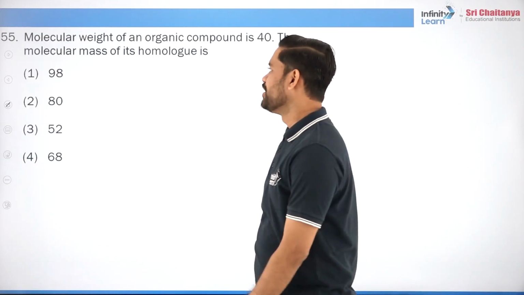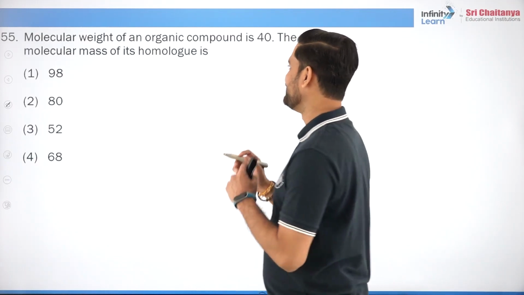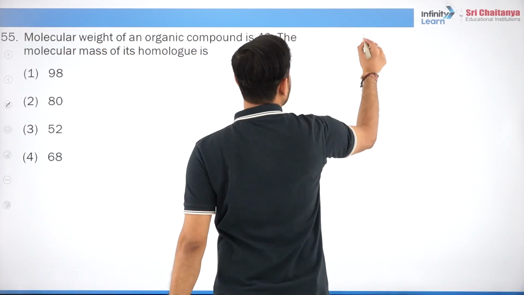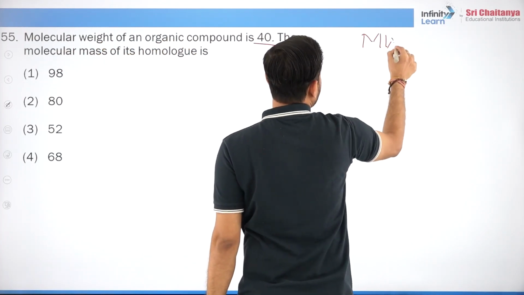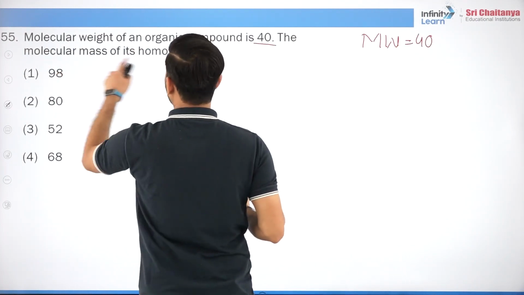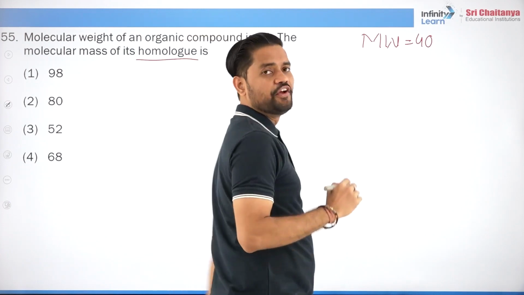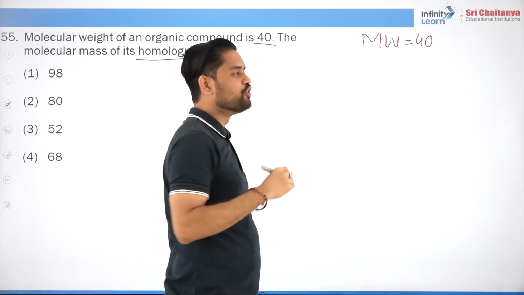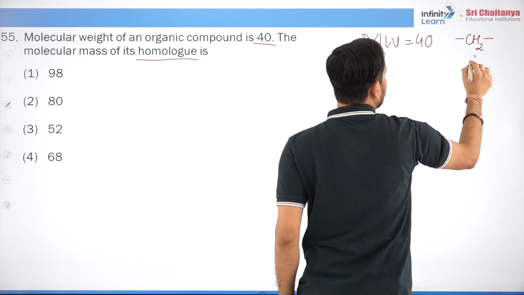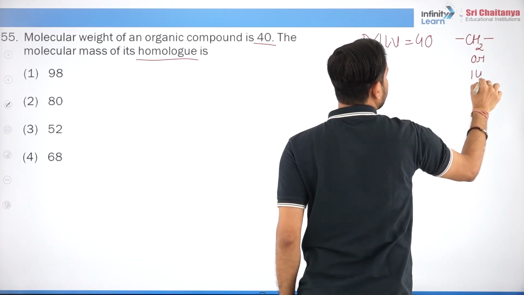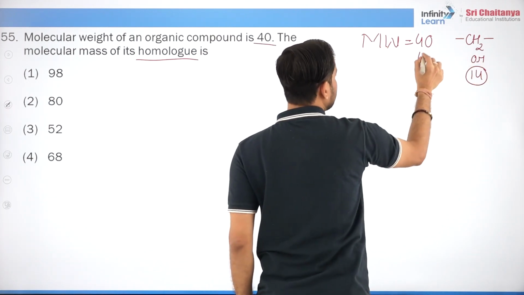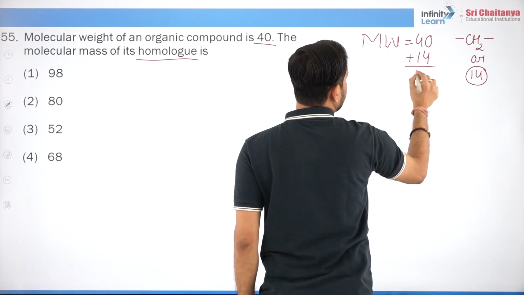Okay guys, talking about question number 55. Question number 55 talks about the molecular weight of an organic compound, which is 40. So the molecular weight given to you is equal to 40. What is the molecular mass of its homologue? We know that each and every homologue will differ from each other by CH2, or a molecular weight of 14. So keep on adding. If I add 14 to this, it will become 54.